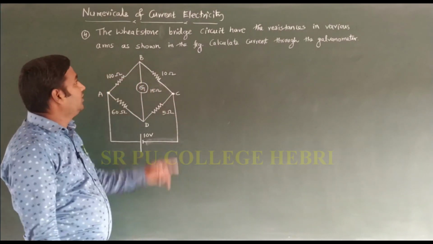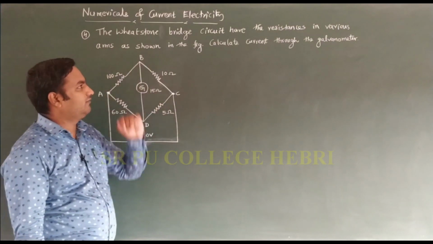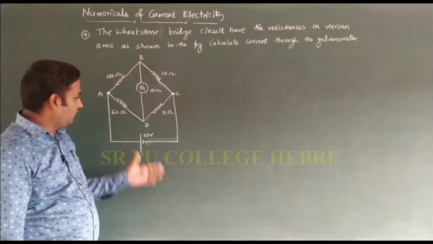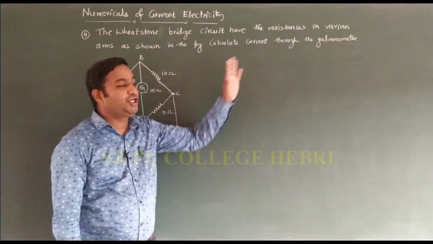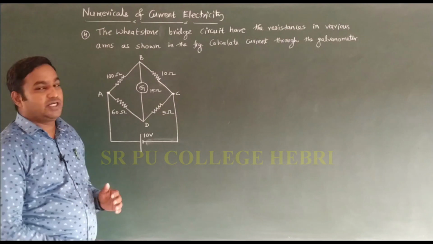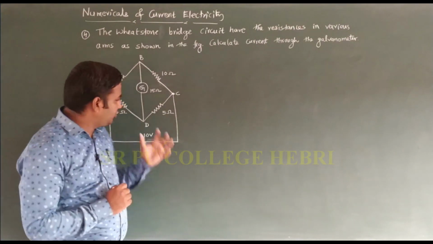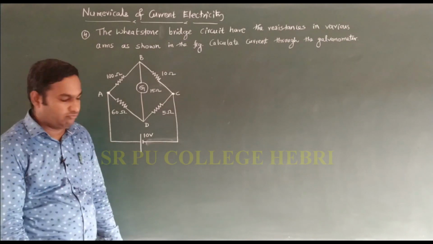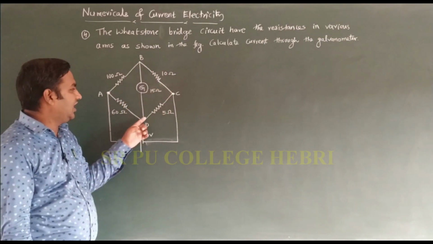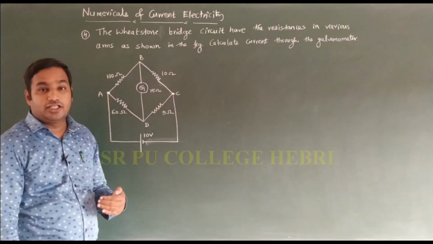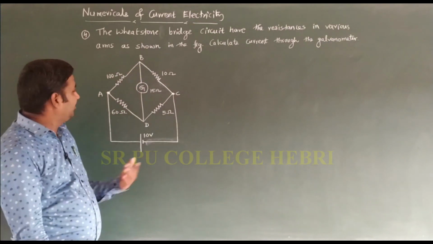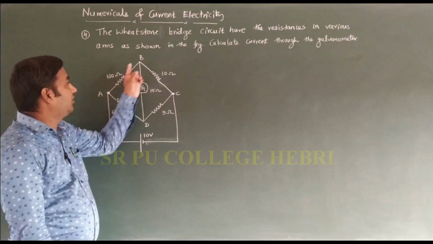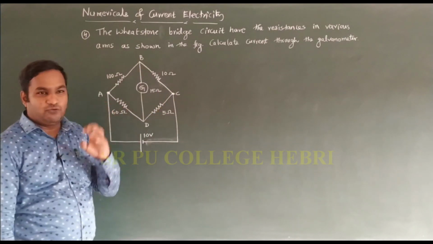Question number 4: The Wheatstone bridge circuit has the resistances in various arms as shown in the figure. Calculate the current through the galvanometer. In this question, they provide the circuit. That circuit we call a Wheatstone network or Wheatstone bridge. Here 4 resistors are connected in a cyclic order in the form of a quadrilateral. As I clearly said in the theory itself, this Wheatstone bridge or network contains 4 corners.